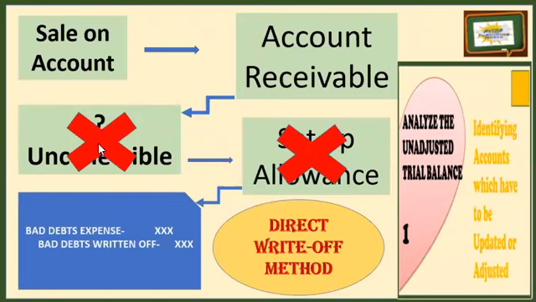So you see, the process in the direct write-off method is like this. You sell on account, then you have your accounts receivable. But the customer was not able to pay, therefore you debit the uncollectible as bad debt expense, and then you write that off. You credit accounts receivable. So debit bad debt expense, credit accounts receivable to write off the receivable for that account.